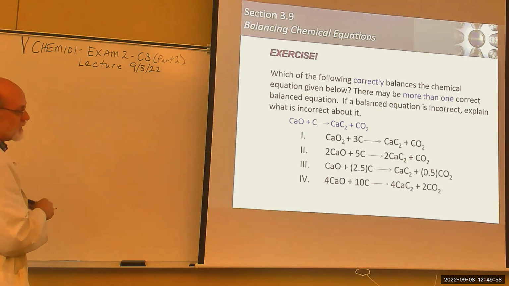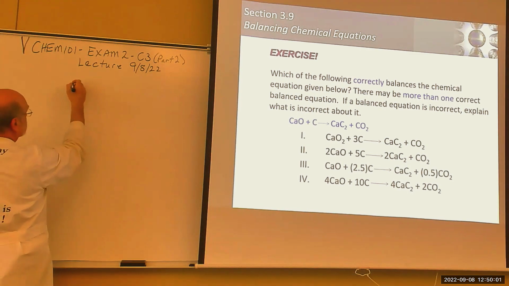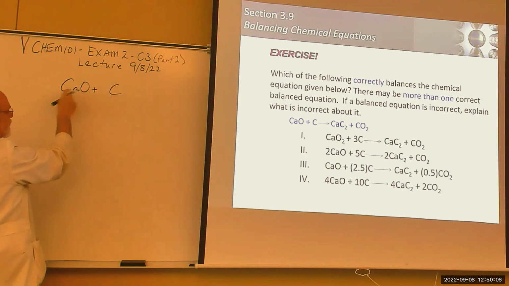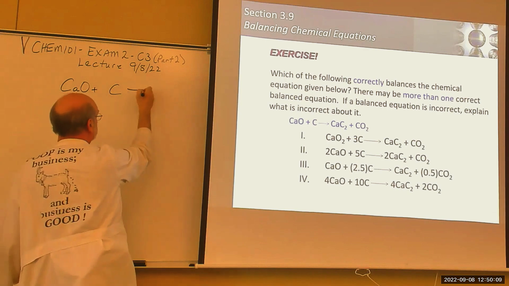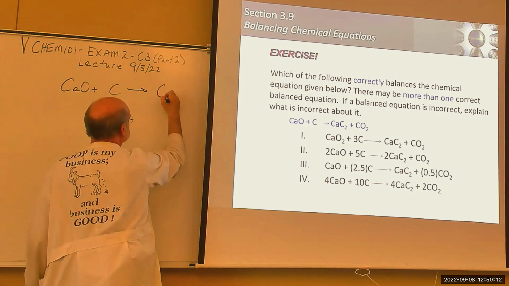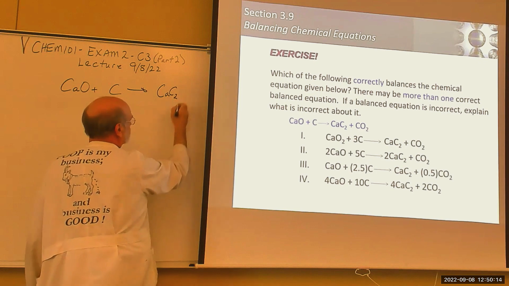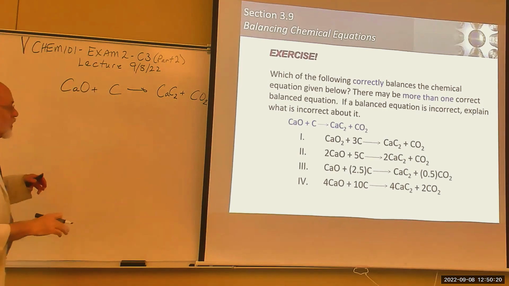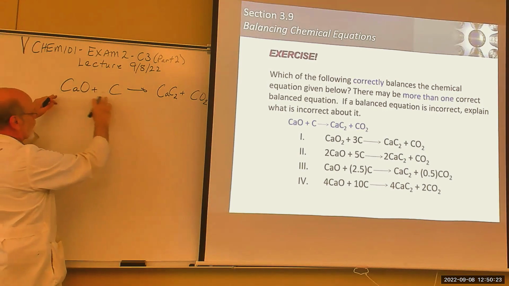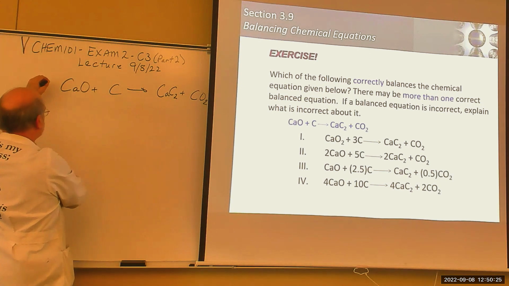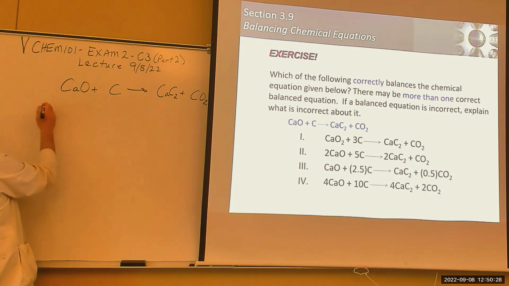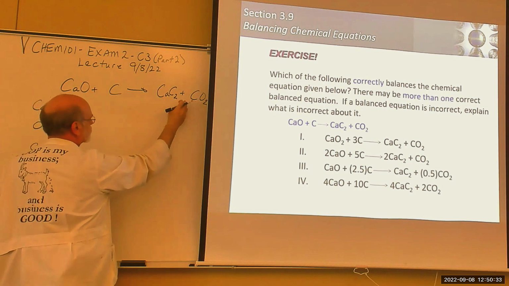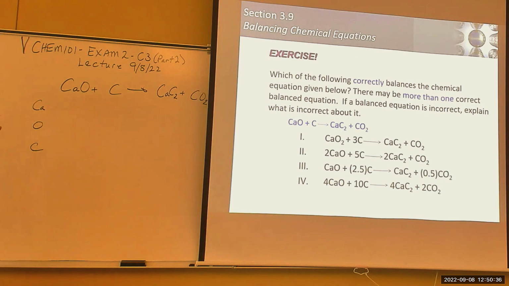So let's say we have calcium oxide, and then carbon, and notice I leave a space there for coefficients. And then we have calcium carbide and carbon dioxide. Okay, so my budget method takes each of the elements that's in the entire equation and runs them down the side here. So we have calcium, and oxygen, and carbon. Calcium, oxygen, carbon. Okay, everybody's accounted for.